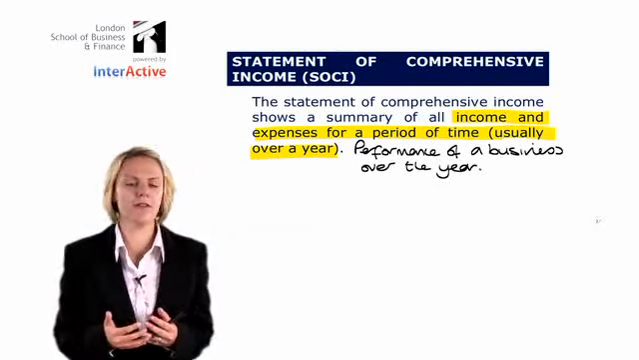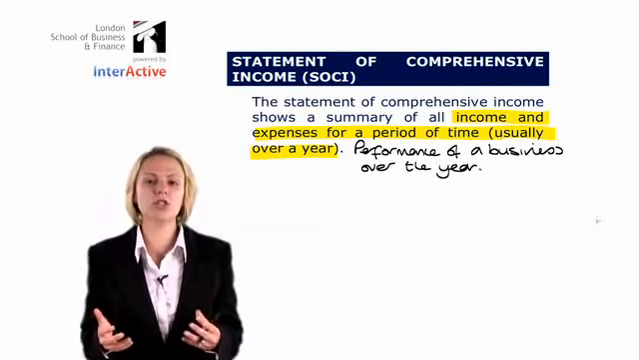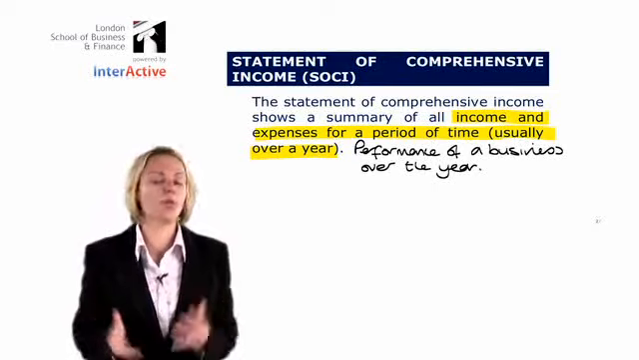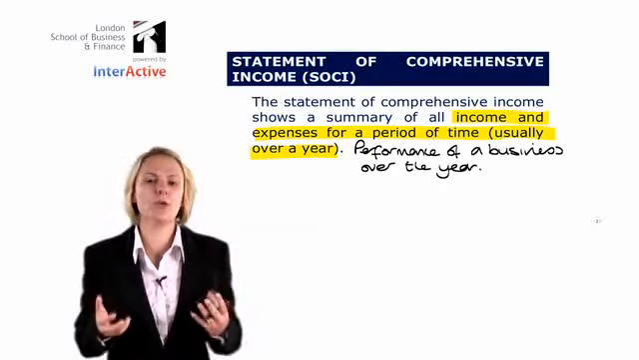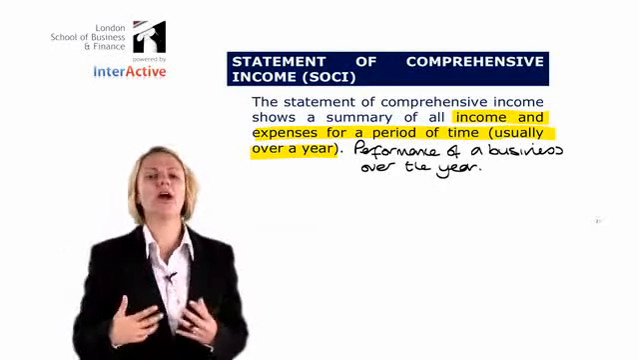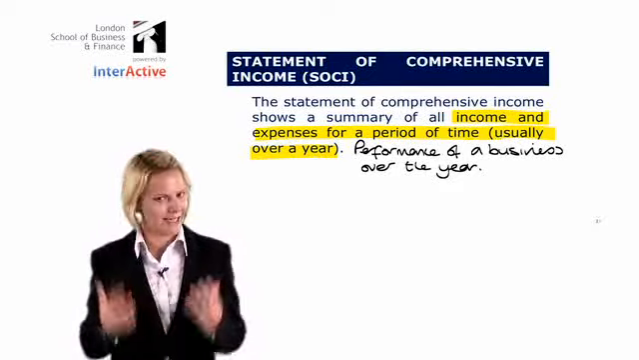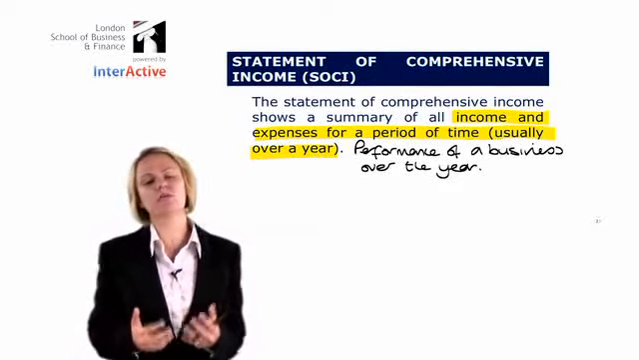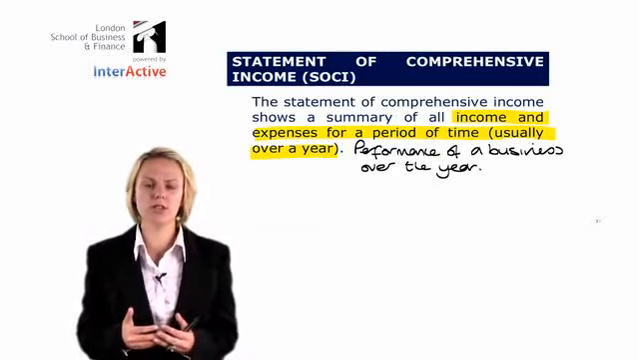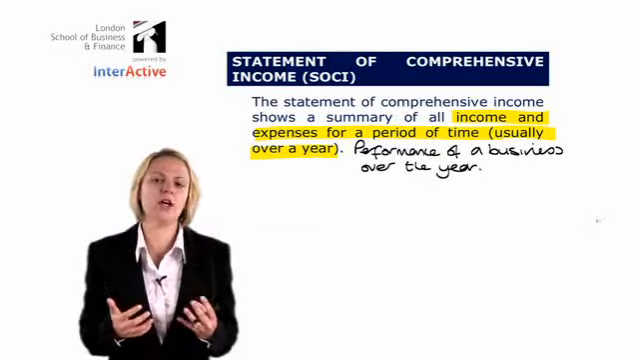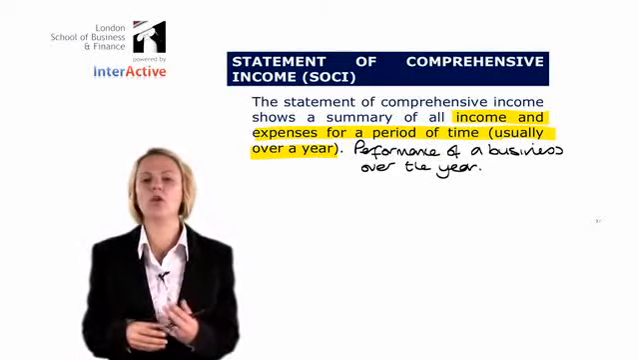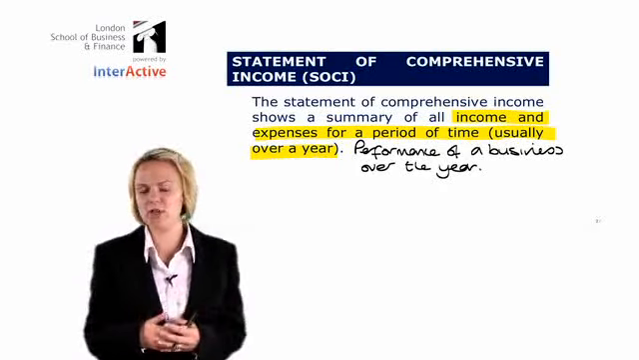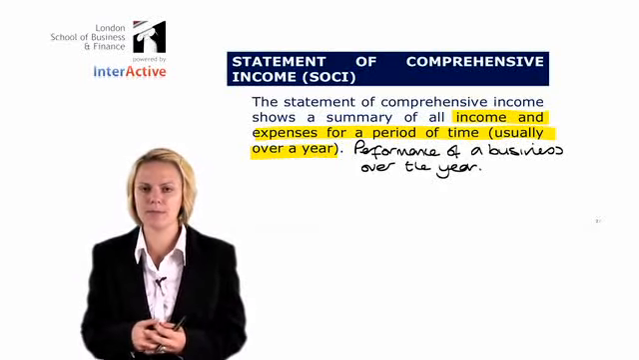And how do you make a profit? Well, you buy goods and you want to sell those goods for more than what you bought them for. So what we sell goods for would be income, and what we buy them for, the cost, would be expenses. And that's what the Statement of Comprehensive Income does. It shows all the income less all the expenses of a business to give a profit or loss for the year from their trading activities.